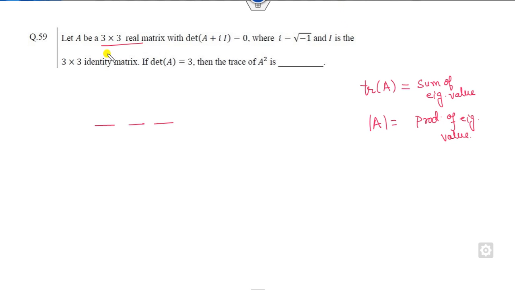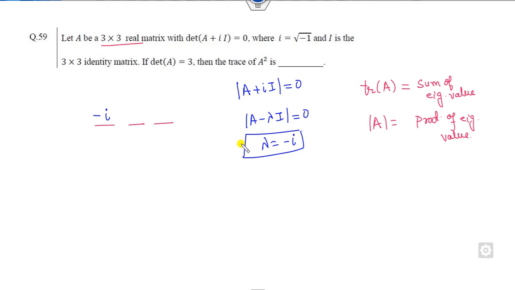There are 3 Eigen values of the 3 cross 3 matrix such that A plus I is 0. If I compare this equation, what is lambda? Minus of i. So it means minus i is an eigenvalue of this matrix A. Since it's a complex number, it always occurs in pairs, so plus i is also an eigenvalue. Determinant of matrix A is 3. So the product of the eigenvalues is 3.